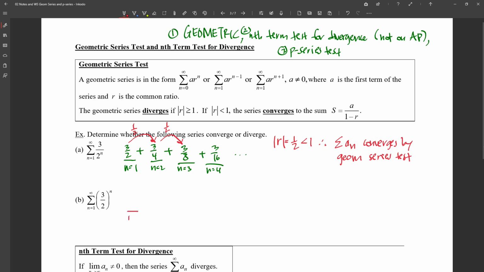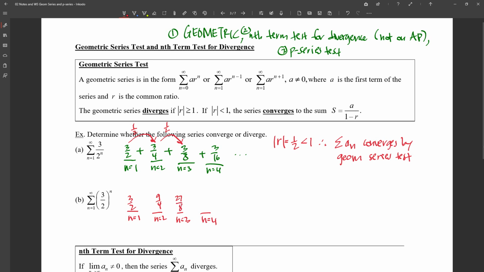All right, let's look at this problem right here. If I put these into blanks, n equals 1, n equals 2, n equals 3, n equals 4, I need to first verify that it is a geometric series. Not all of our series will be geometric series. If I put in 1 here for n, I'll get 3/2 in the first blank. If I put in 2, I'll get 9/4. If I put in 3, I'll get 27/8, and so on.